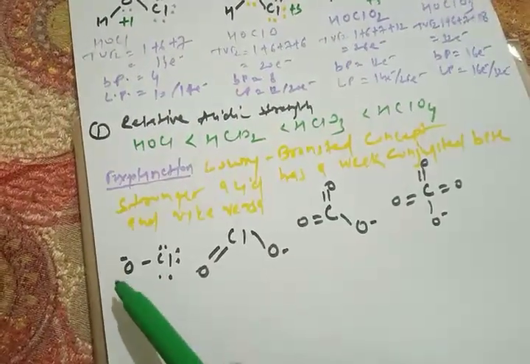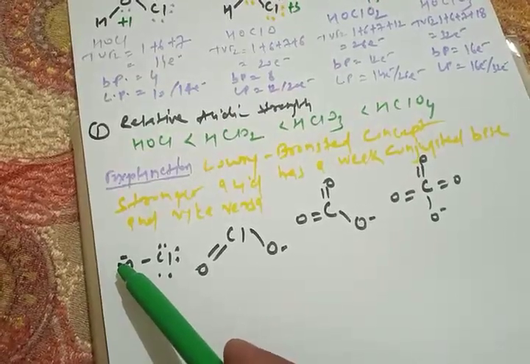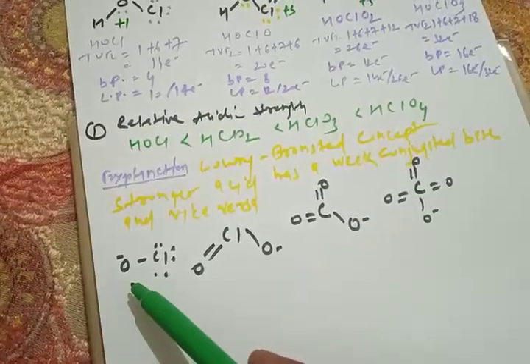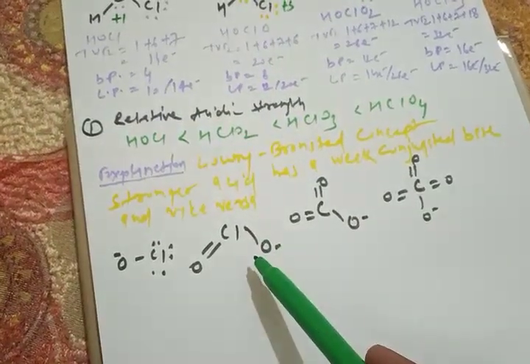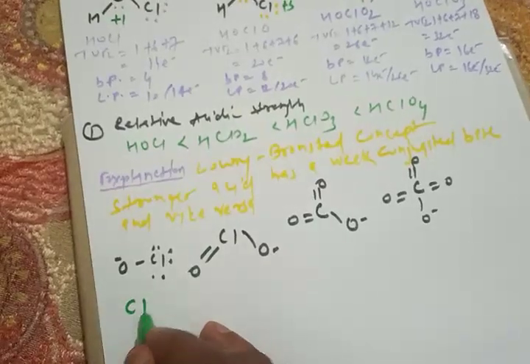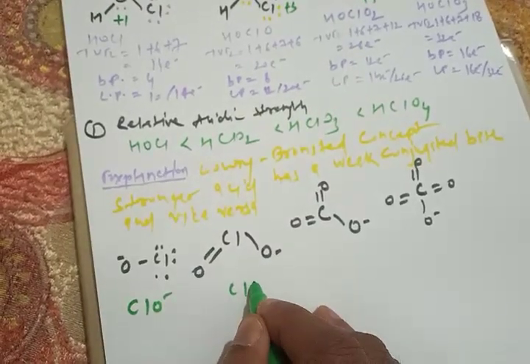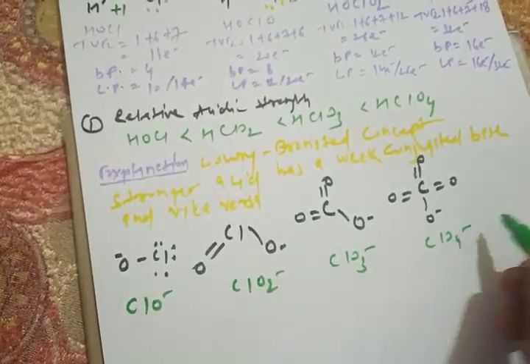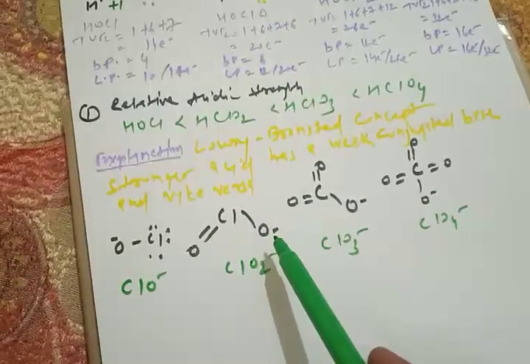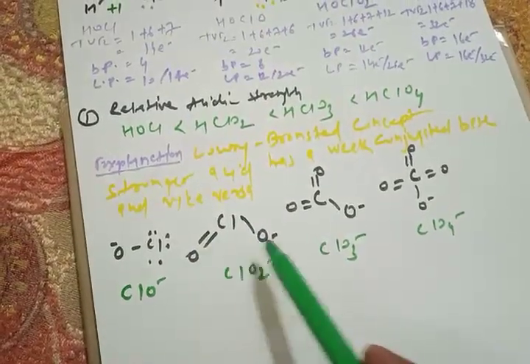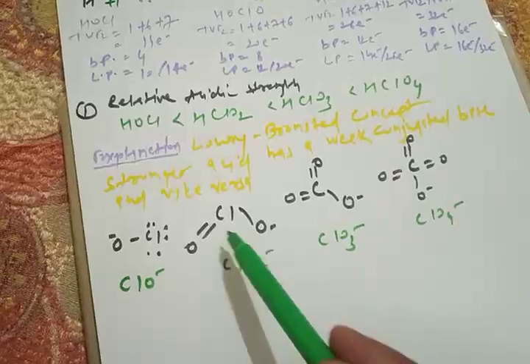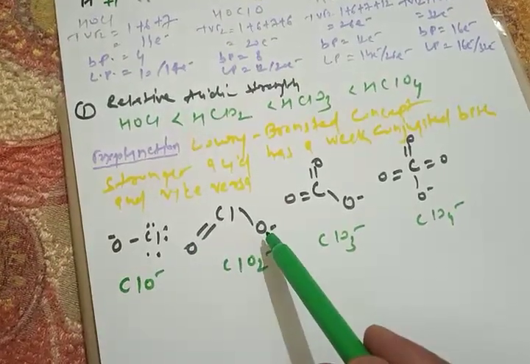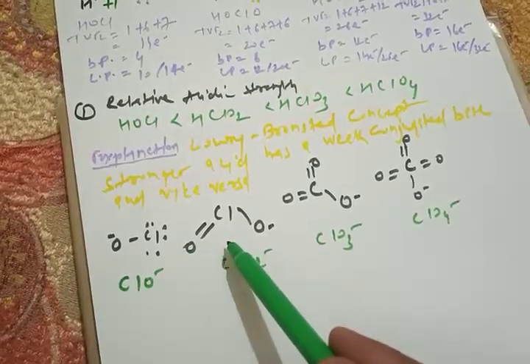In the first case, this oxygen, which contains a negative charge, is distributed by only this oxygen. But in the second case, this is ClO negative, this is ClO2 negative, this is ClO3 negative, and this is ClO4 negative. In the second case, this oxygen's negative charge can be carried by this oxygen also, because of the resonating structure. This oxygen also is resonance stabilized, so the negative charge distribution increases in the second case.